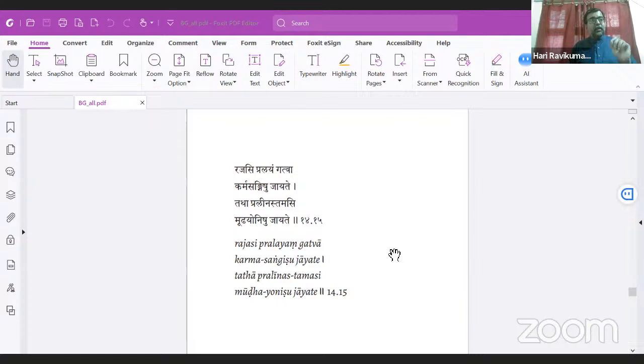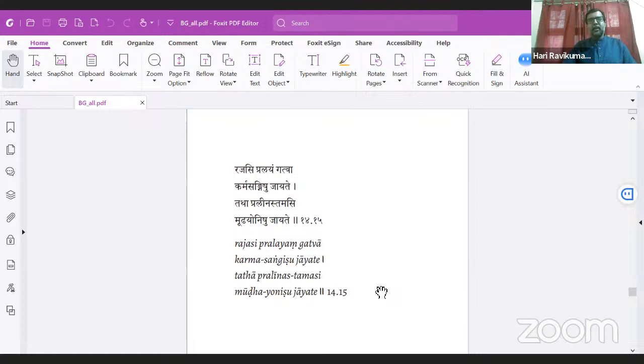So rajasi pralayam gatva, when one attains death or the dissolution in the state when rajas is predominant, karma sangishu jayate. So then one is born among those who are attached to action. Tatha tamasi pralinaha mudha yonishu jayate. So those who are engrossed in tamas, who are dying in the state of tamas, mudha yonishu. So the kind of deluded wombs, when they are born again, they are born to some deluded people. So it is important to be in a state of sattva rather than rajas. Better to be in rajas than tamas. This is again the idea.